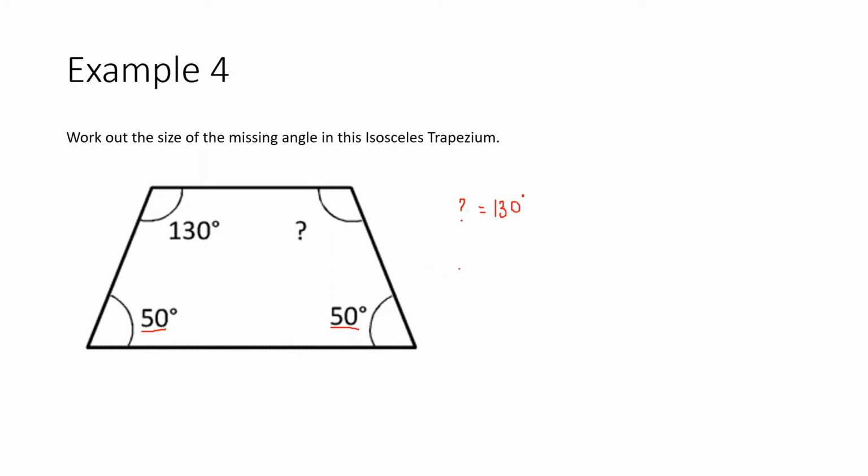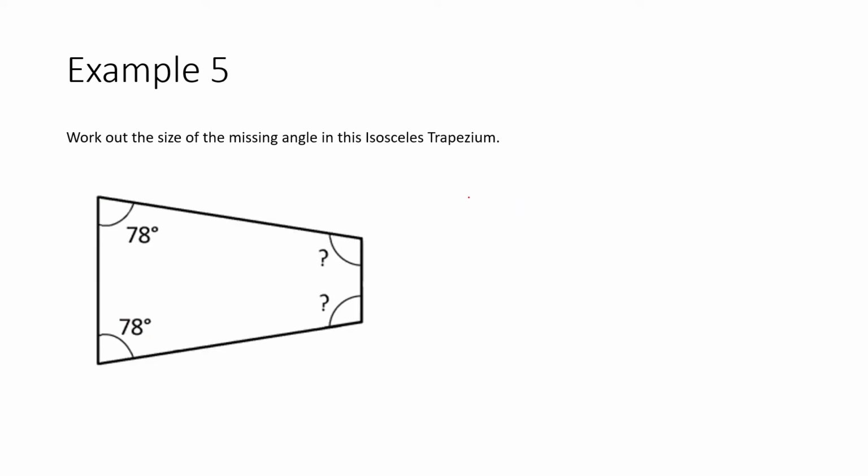A way that you can verify this is by doing 360, subtract 50, subtract another 50, and subtract the 130. When you do 360 subtracted by 50, subtracted by another 50, and then 130, you'll also end up with a value of 130 degrees. So that's just a way of verifying whether or not your answer is correct. Have a look at another one.